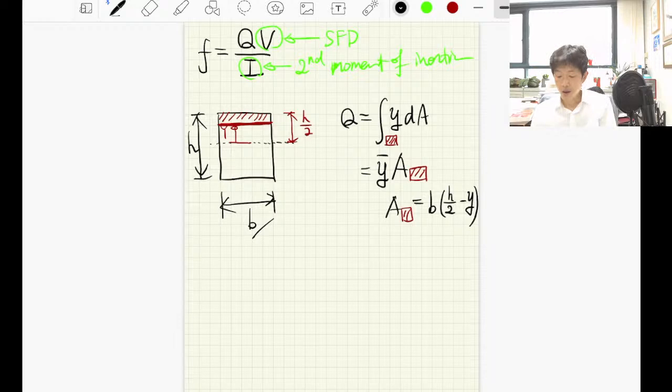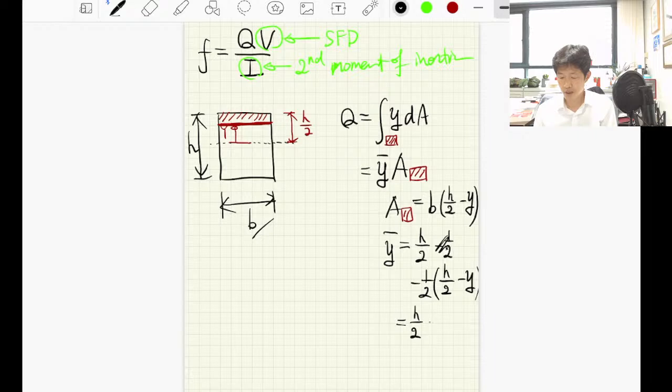This is the area. And how about the distance to the geometrical centroid? Distance to the geometrical centroid is what? H over 2 minus half of the thickness, isn't it? Sorry, there's no space. So half of the thickness. The thickness is given by h over 2 minus y. This is the thickness of this. So if you rearrange, this is h over 2 minus h over 4 plus y over 2. So that becomes h over 4 plus y over 2, and that becomes a half of h over 2 plus y.